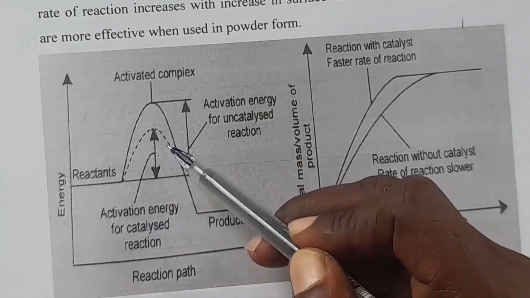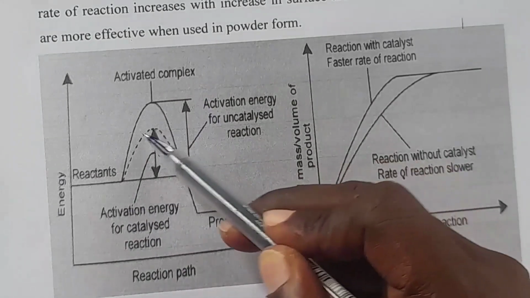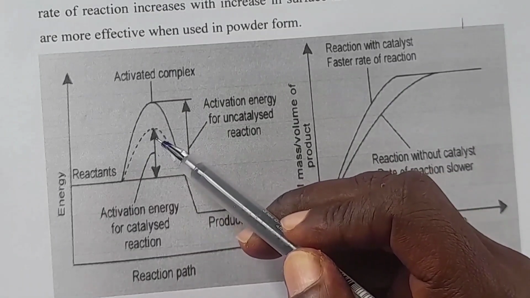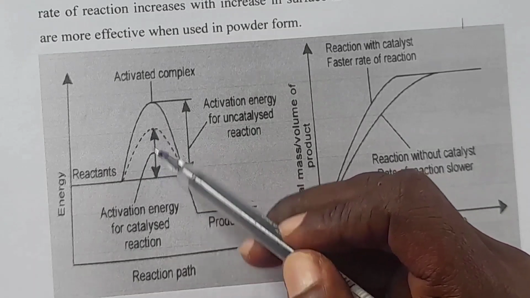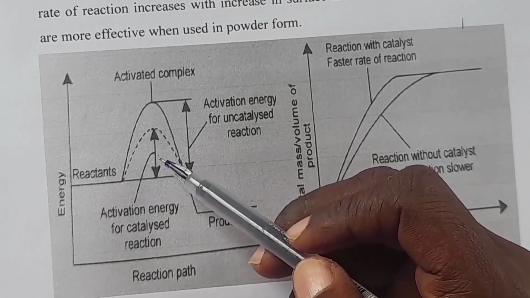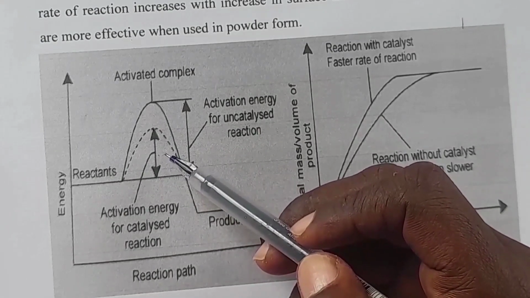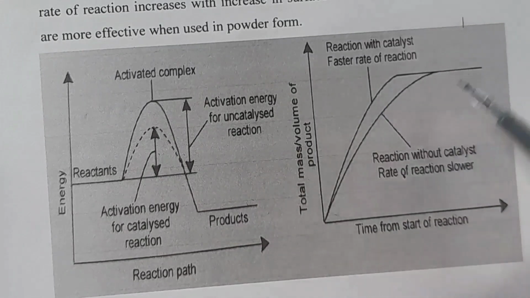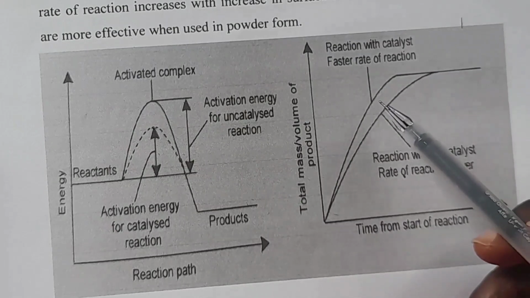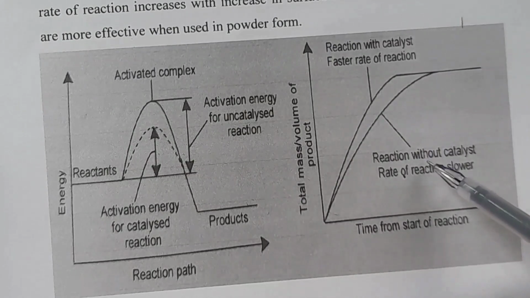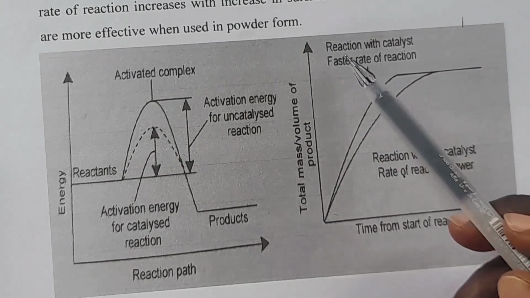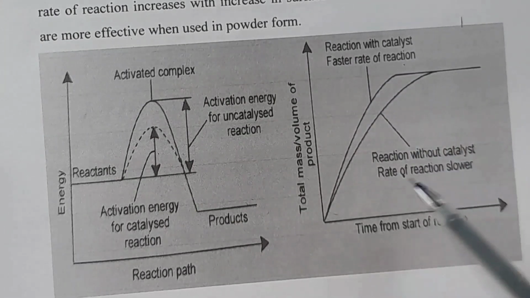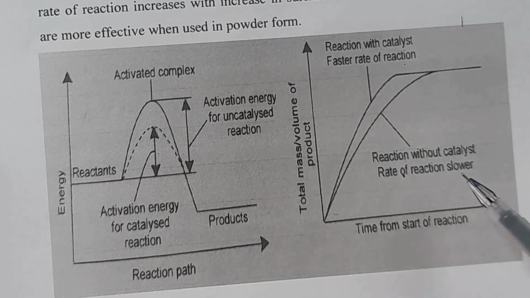When we use a catalyst, the activation energy is lowered, because we said a catalyst works by lowering the activation energy for the reactions. Thus, it provides a shorter route for reactions by minimizing the activation energy required for the reaction to proceed. Here we have two curves: in one we use a catalyst, in the other we do not. Reaction with catalyst, faster rate of reaction. Reaction without a catalyst, the rate of reaction is lower.